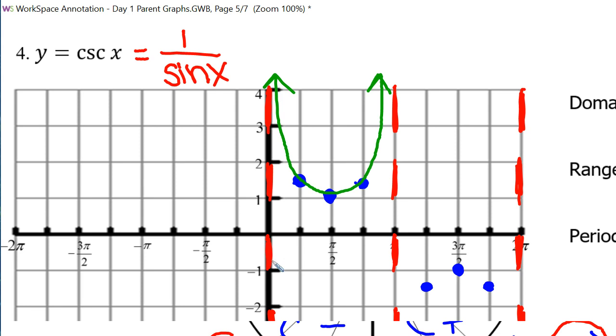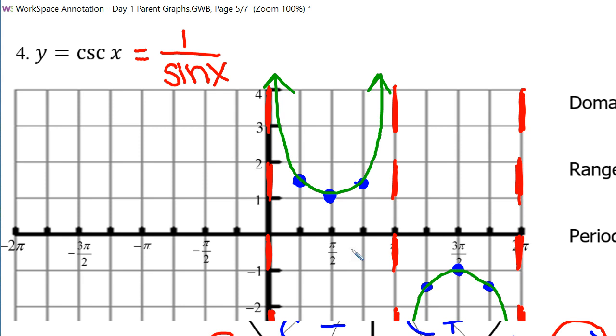Quadratic. But this one, instead of pointing upward, it points downward. So this one is concave down. And make sure that parabola goes all the way to the bottom of the graph and put arrows showing it will keep going upward. So that is one complete cycle of the cosecant parent function.